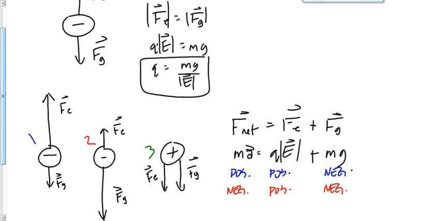Now in the third case, the force of gravity is negative because it's downwards, as it always is in this context. The electric force is negative because it's downwards. And the mass times acceleration will also be negative. We know that because if both forces are downwards, then the net force acting on it has to be downwards as well, therefore a negative value.